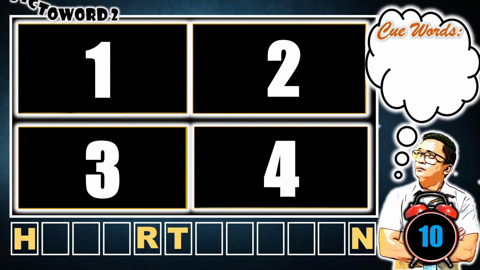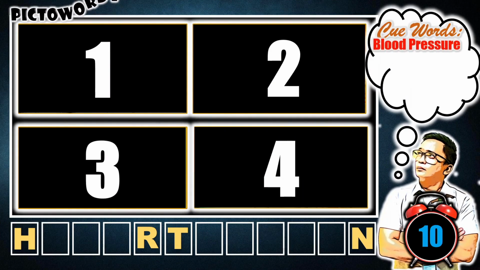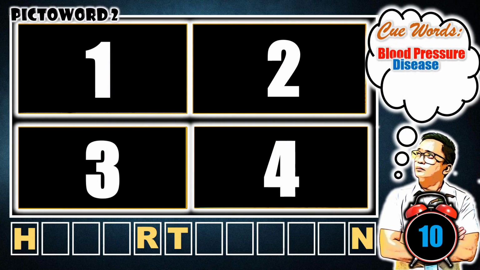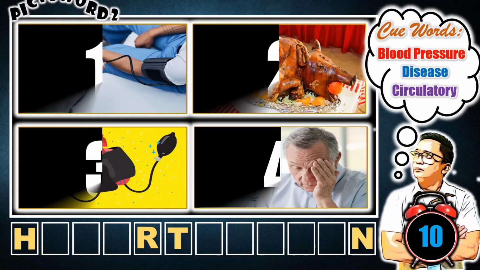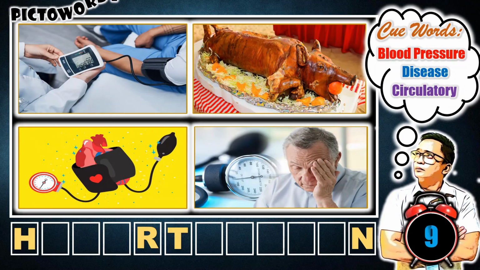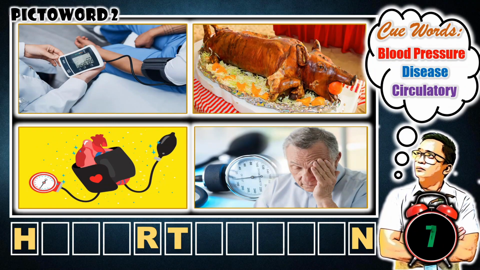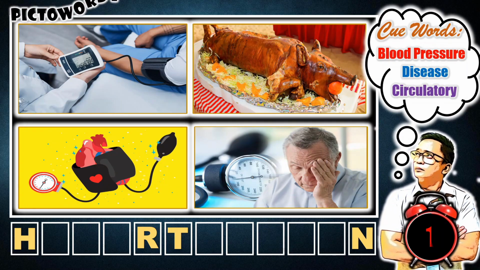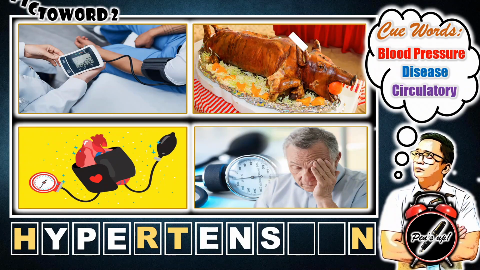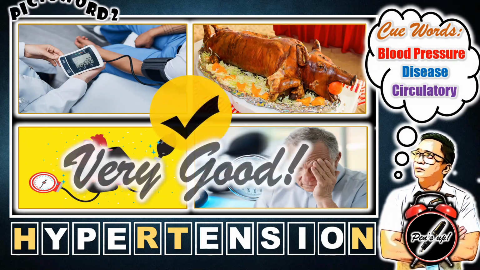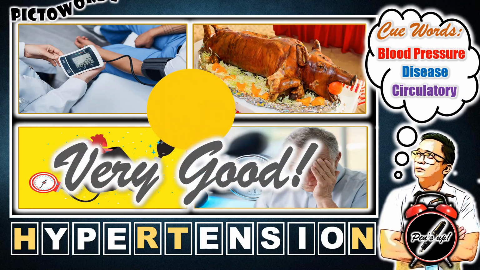Picture word number 2. Keywords: blood pressure, disease, circulatory. Your timer starts now. Hands up. The correct answer is hypertension. Very good.